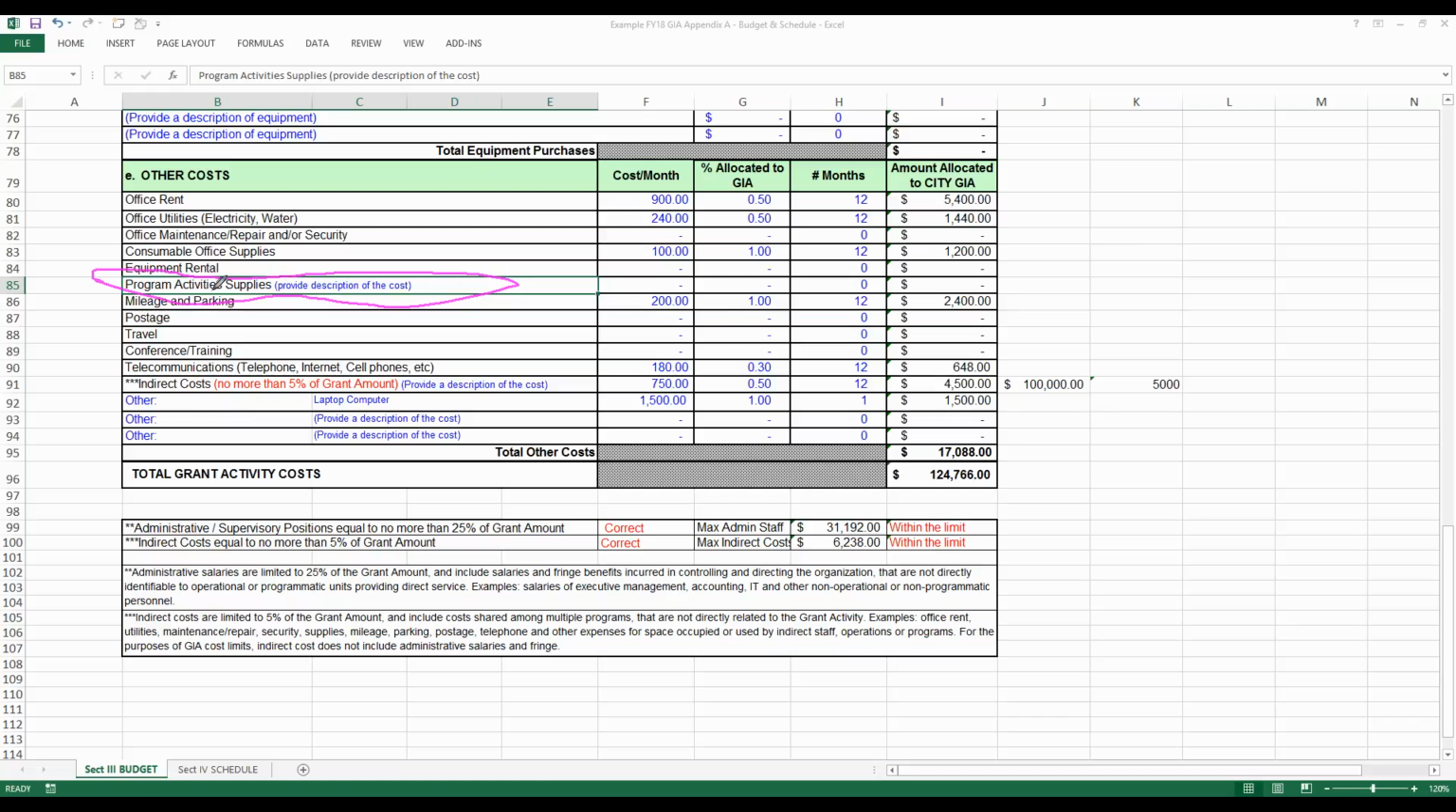Let's say, just as an example, the program may give out some incentives to the students. So maybe it's a little different from the other supplies that you normally get for the program. Then incentives may become a different budget line category, and you may want to add a line here and name it program incentives. Okay, I think I answered the question about the program supplies.